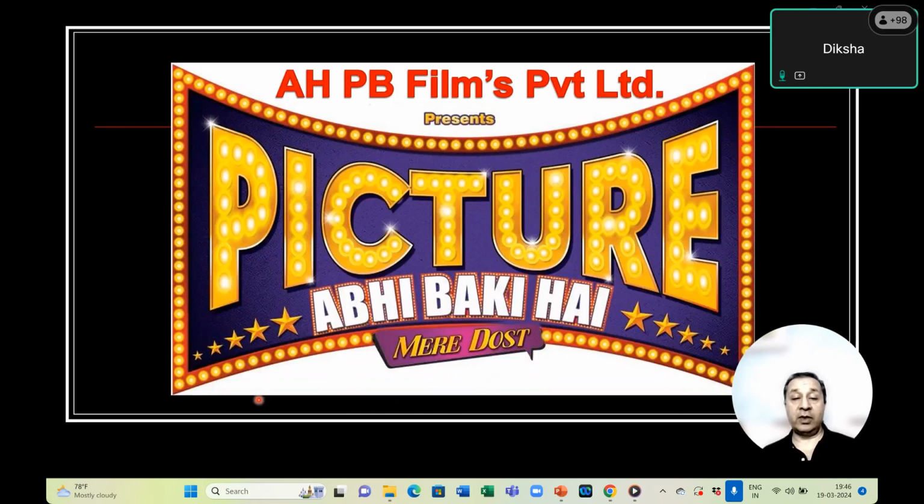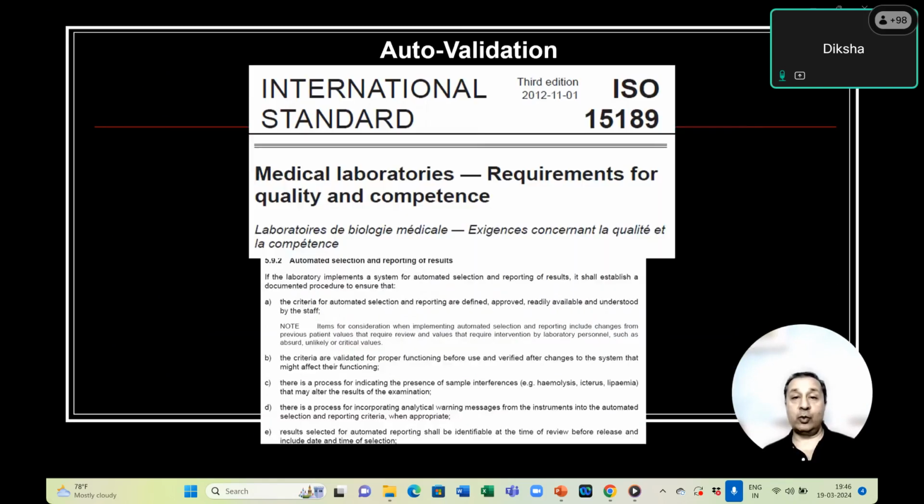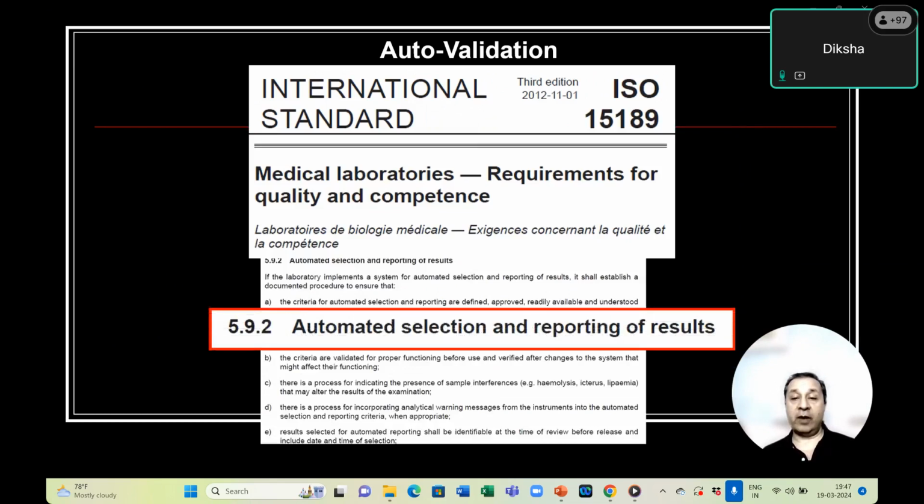I would want you to go through the next concept which needs to be kept in mind, and that's about auto validation. In fact, interestingly, this is something which is even allowed internationally by the standard, which is the usual standard that most of us follow. That is 15189. The standard current version is 2022, and even in that version, the standard says very clearly that you can have what is called automated selection and release or reporting of results.